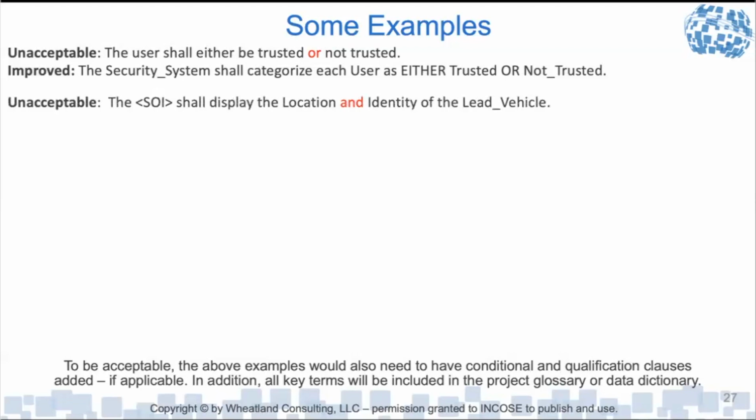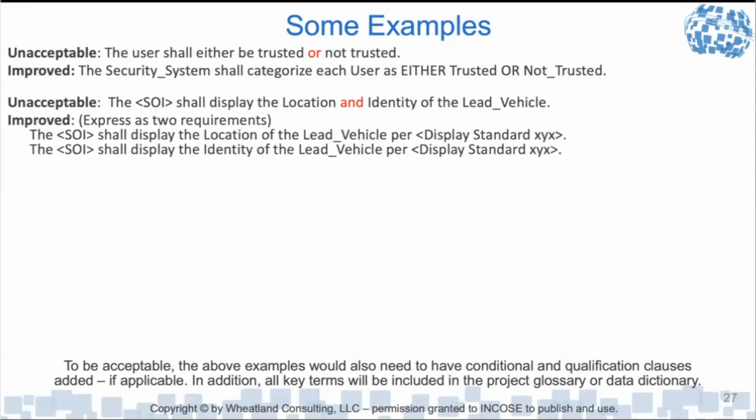The system shall display the location and identity of the lead vehicle. So these are two different things that are being displayed. And so we would want to have those as separate requirements. Plus, we want to be more specific as to how they're going to be displayed. And so we would refer to some display standard to be complete.